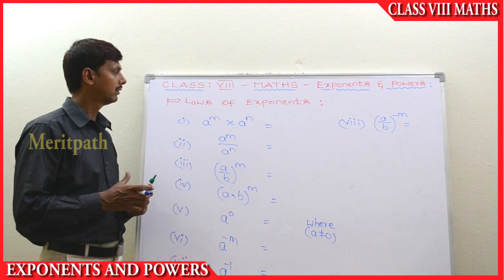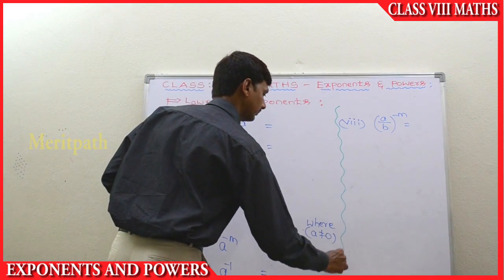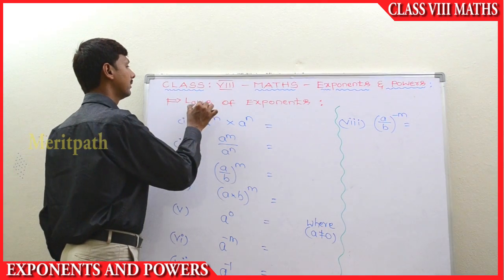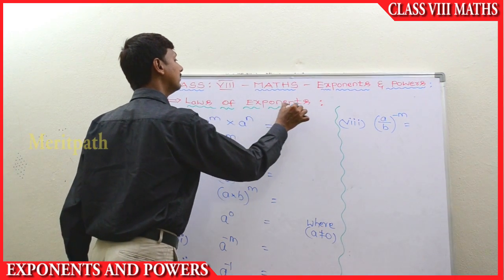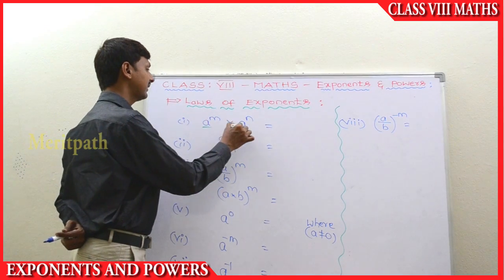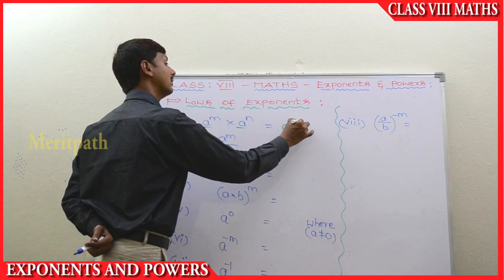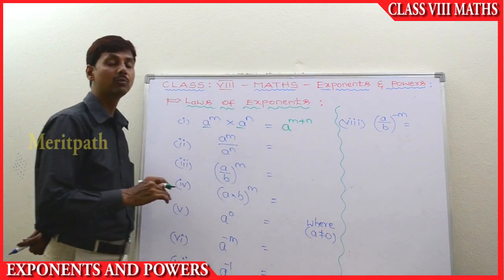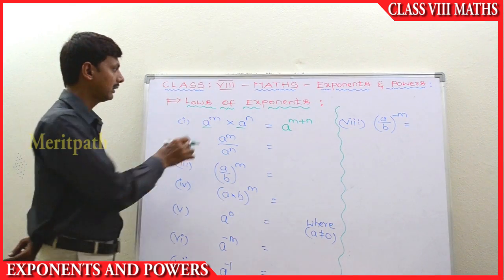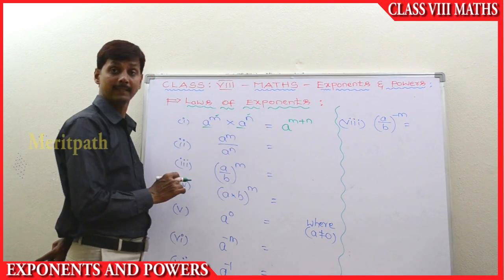So here, let us discuss all of this. a to the power of m into a to the power of n. When the bases are same, we add their exponents. Here we have the same bases. We write one base and we add the exponents when bases are equal. During multiplication, we add their exponents: a to the power of m plus n.